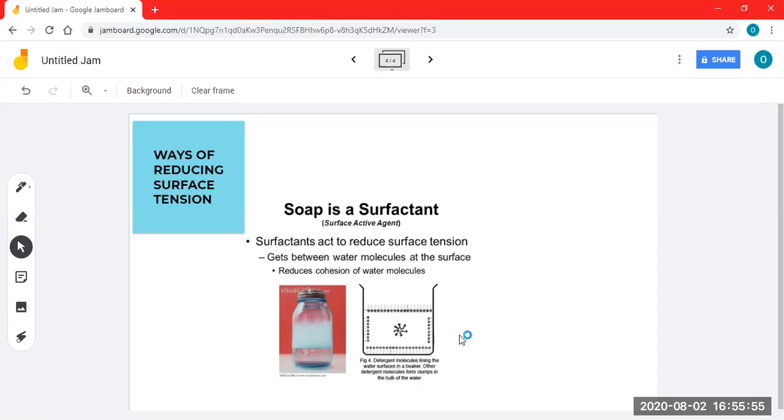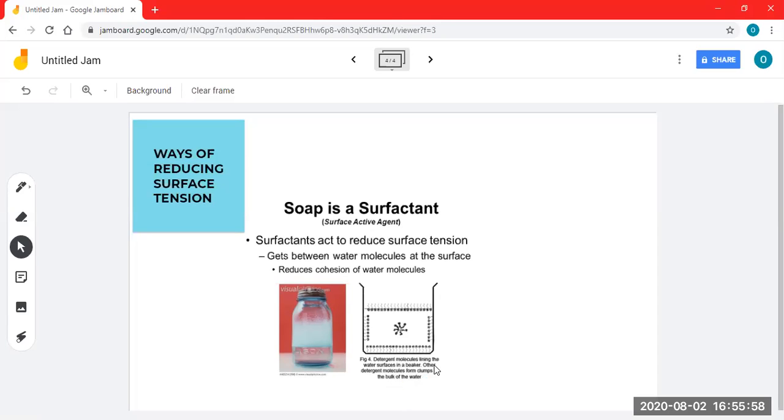Now, if you look at this, you can see what I have here: detergent molecules lining the water surface in the beaker. Other detergent molecules form clumps in the bulk of the water. So when you add soap into water and mix it up very well, especially when you add a detergent, you will see the film on the surface of the water. Why is that film there? It is due to surface tension.